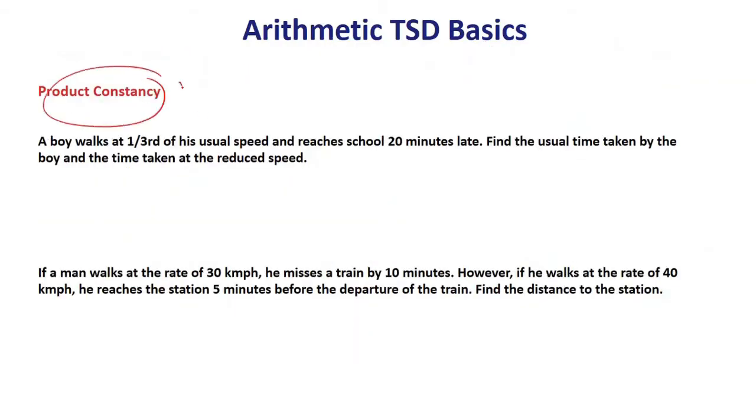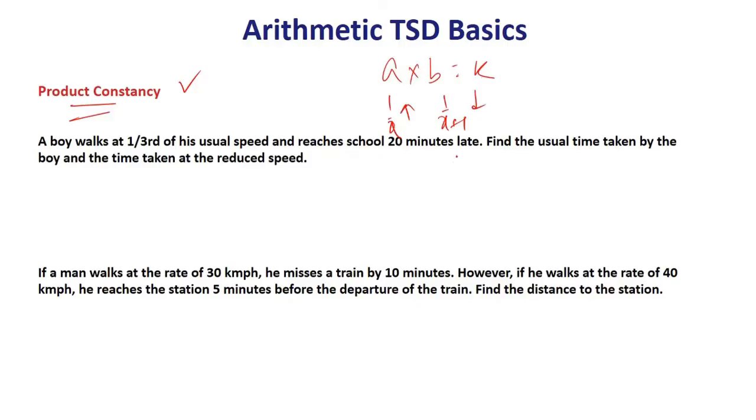Another important aspect is product constancy. It is very, very important. So just revise it here and solve a few questions. What does product constancy say? Whenever you have two variables multiplied to give a constant, if one of the variables increases by 1 by x, the other reduces by 1 by x plus 1. And if one variable reduces by 1 by x, the other increases by 1 by x minus 1. Let us see an application of this.